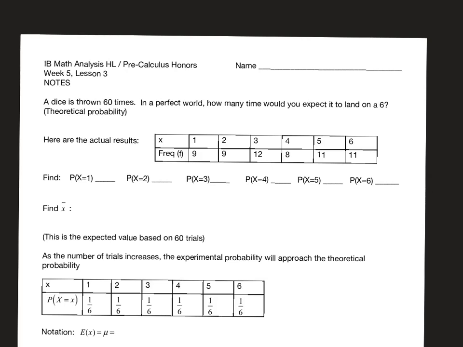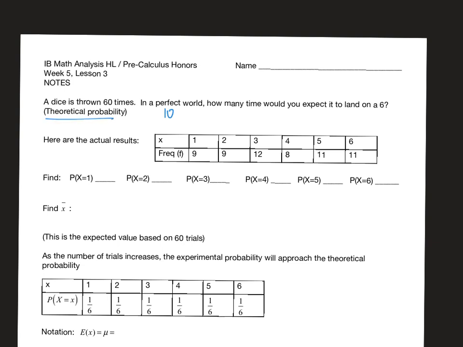Week 5, lesson 3. All right, so let's suppose that there's a die and we throw it 60 times. In a perfect world, how many times would you expect it to land on a 6? Well, because there are 6 sides and you're expecting it to be perfectly fair, you would expect that it would land 10 times on each side: 10 times on 1, 10 times on 2, 10 times on 3, etc.